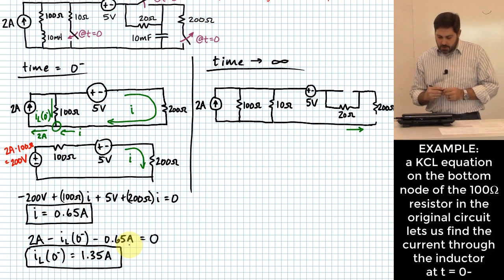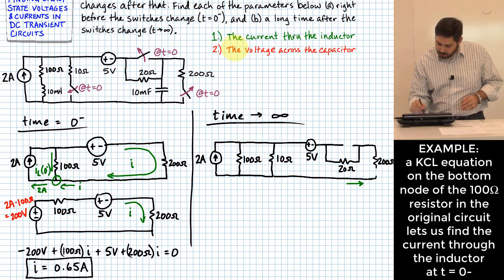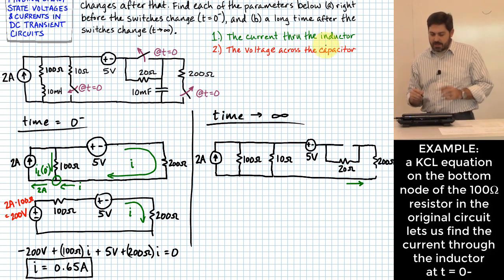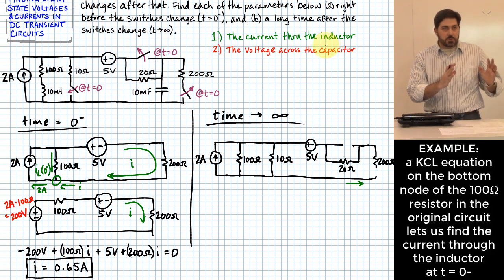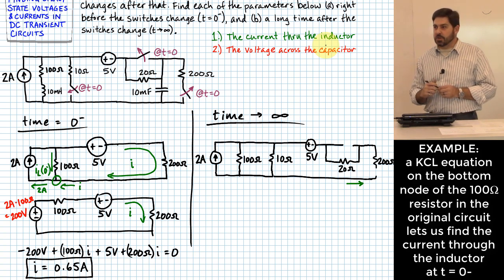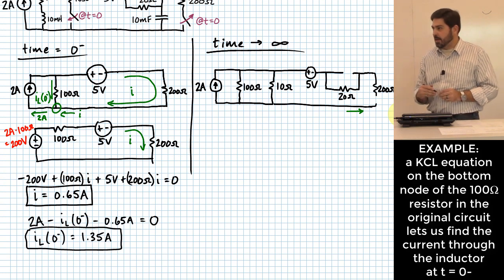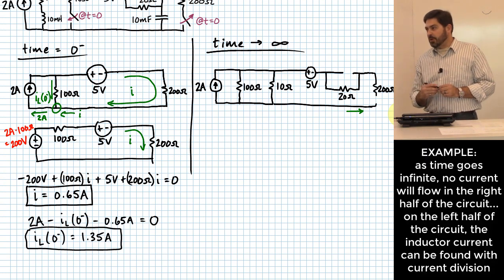Okay, so it looks like we just finished coming up with the current through the inductor before the switches changed. Right at the instant before the switches changed, we now know what the current is through the inductor: 1.35 amps. How do I figure out what the current is in the inductor after the switches flip?